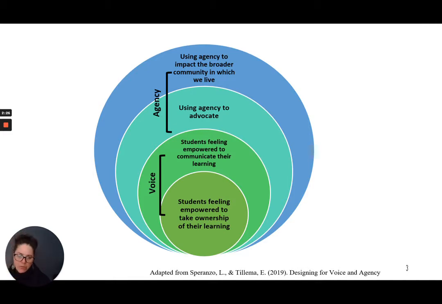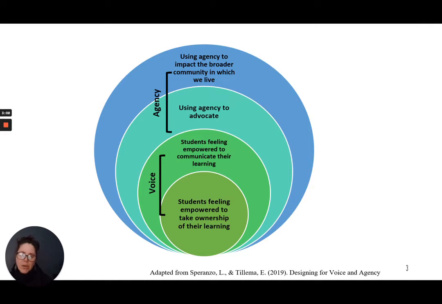This has been adapted from Designing for Voice and Agency. Right there at the core of these concentric circles, you see empowerment and ownership, right? And that really starts with student voice. So students, especially multilingual and English learners, need to have a sense of voice where they have an opportunity to share their unique perspectives. Multilingual learners come to the school setting having so many rich and amazing experiences to share. And so developing that voice and the opportunity to share their diverse perspectives is really important.